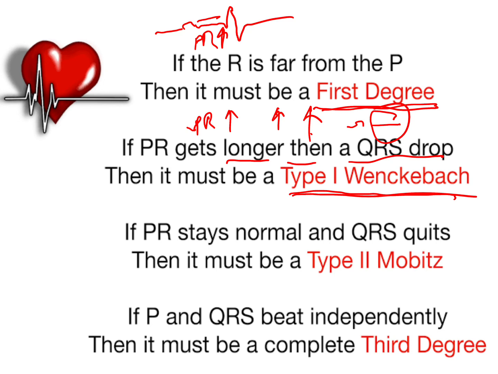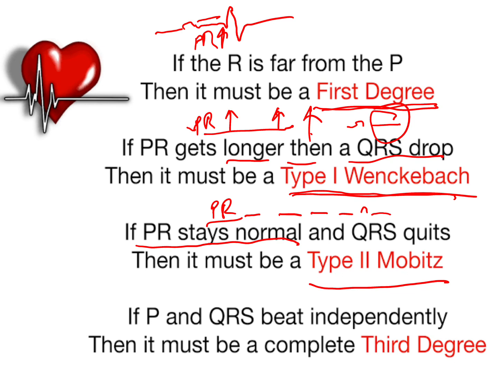In type 2, the PR interval stays normal, meaning it is constant, and the QRS drops intermittently. Then it is a type 2 Mobitz, meaning the PR interval will be normal, and there will be a sudden non-conducted P wave. The P wave will be there, but there will be no QRS complex. The difference between both is that there is progressive PR interval prolongation in one, but here the PR interval is constant.